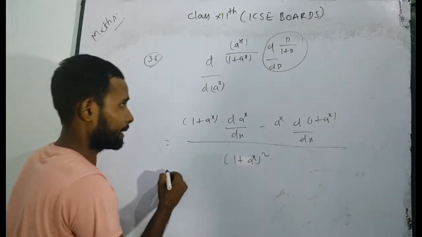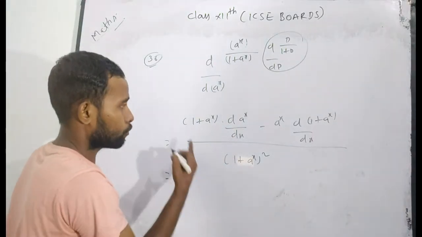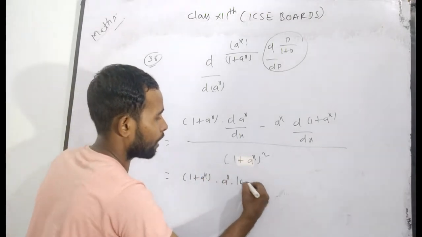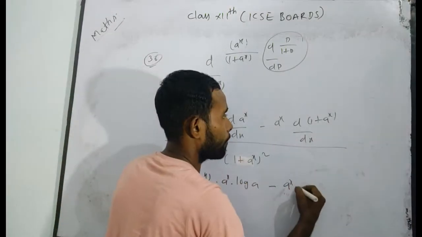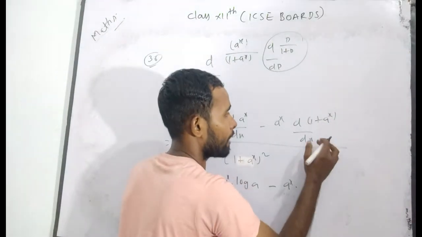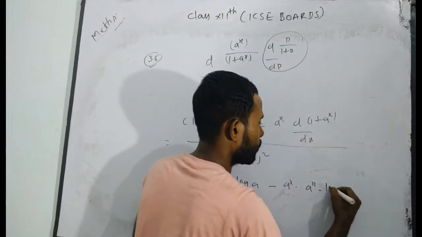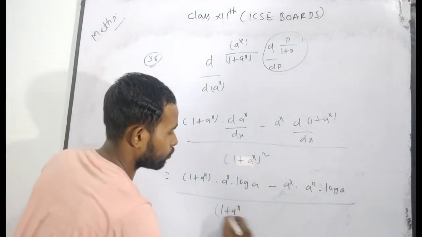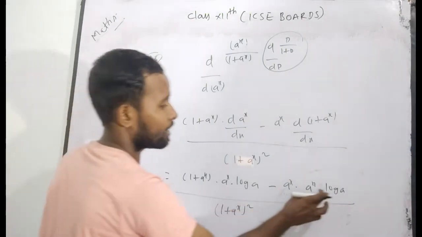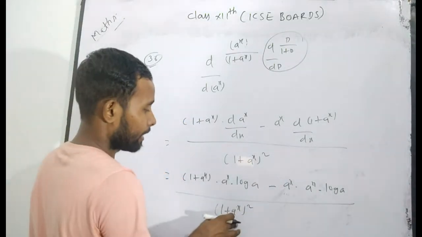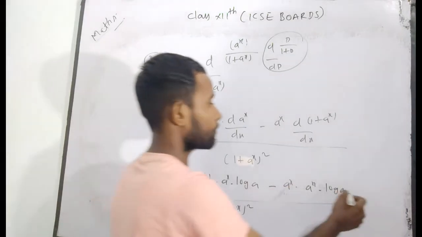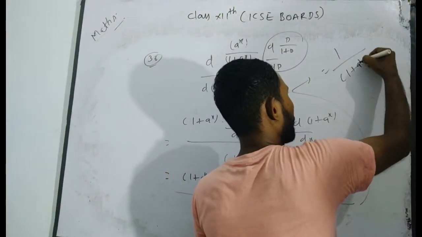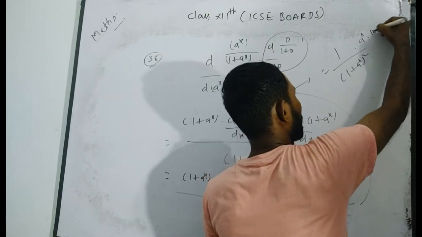And if you solve it, it will be 1 plus a to the power x into a to the power x into log a, minus a to the power x into the derivative of 1 plus a to the power x with respect to x, which will be what? A to the power x into log a, divided by 1 plus a to the power x whole square. After taking a to the power x log a common, you will get 1 upon 1 plus a to the power x whole square into a to the power x log a.